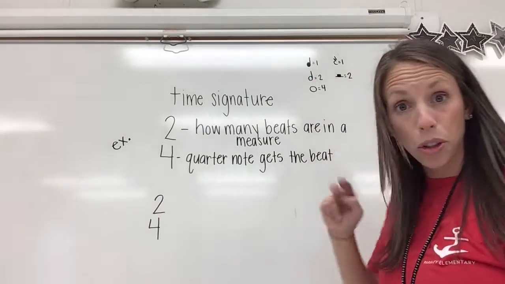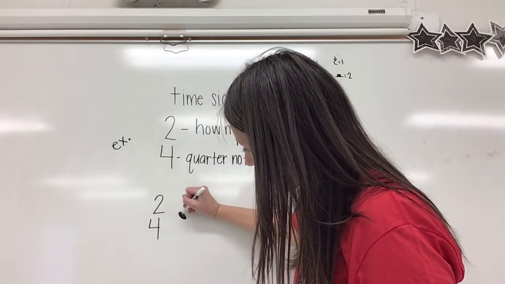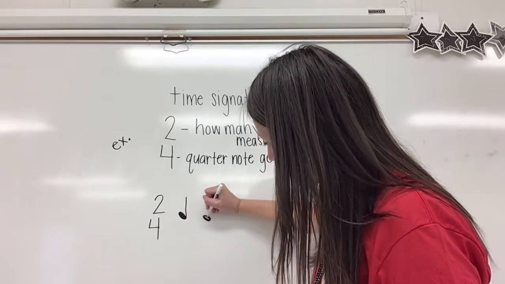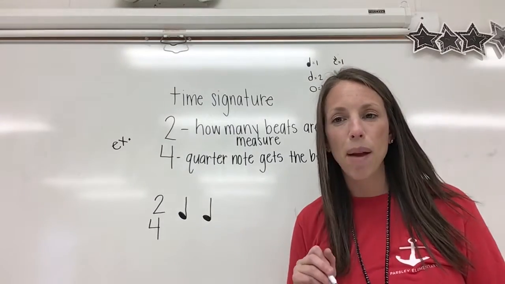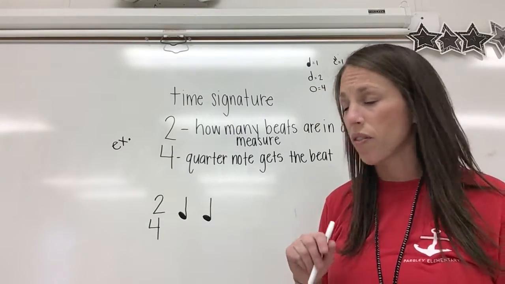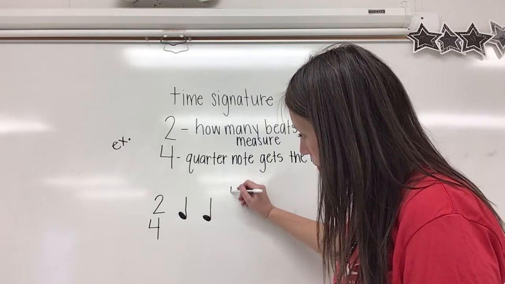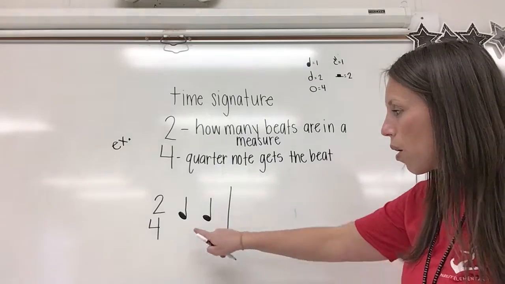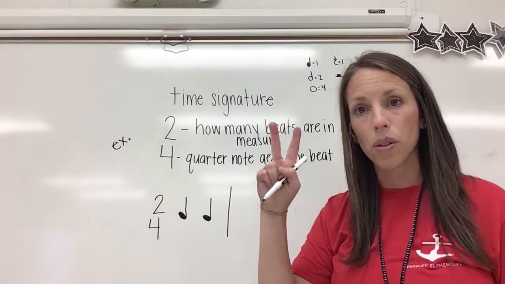How about 2 quarter notes? 1, 2. And if at any time I'm moving too fast, you can pause this video to catch yourself up. And we'll add a bar line there to separate our measures. So we can see in this measure we have 2 beats. 1 plus 1 equals 2.